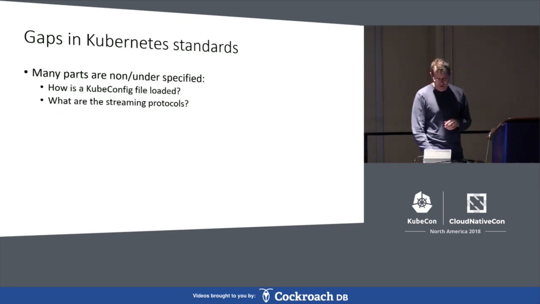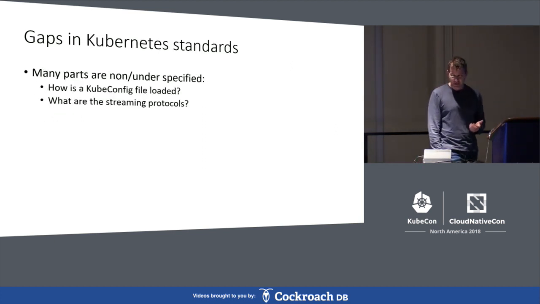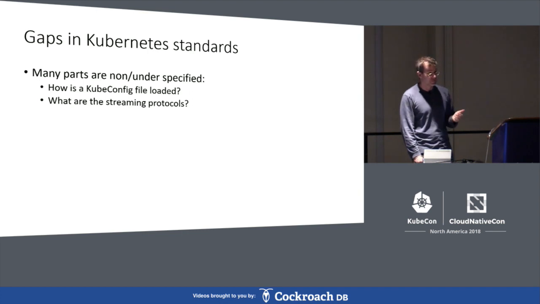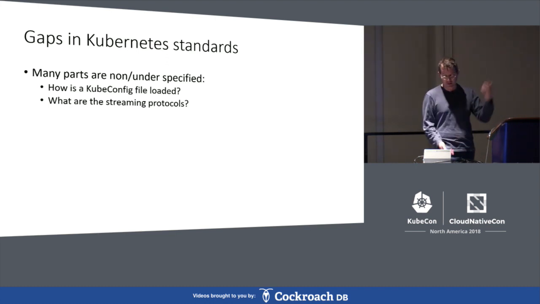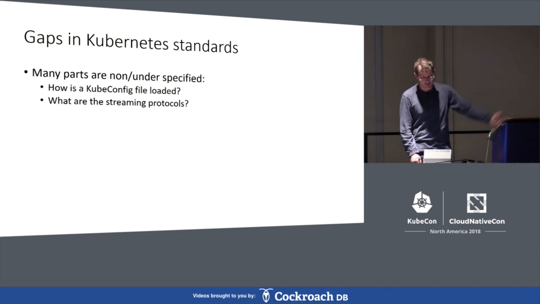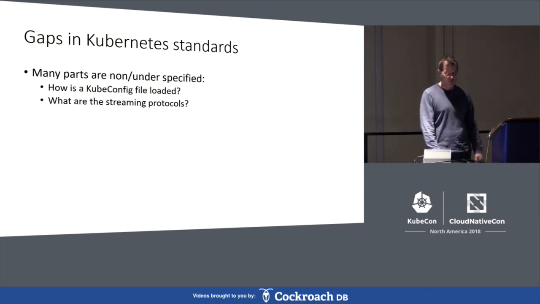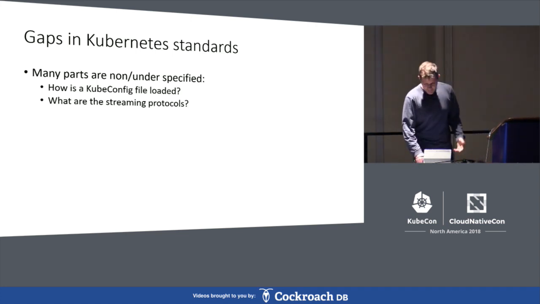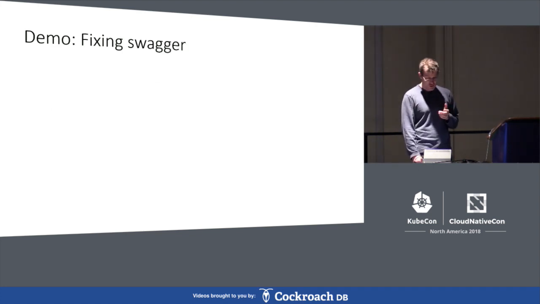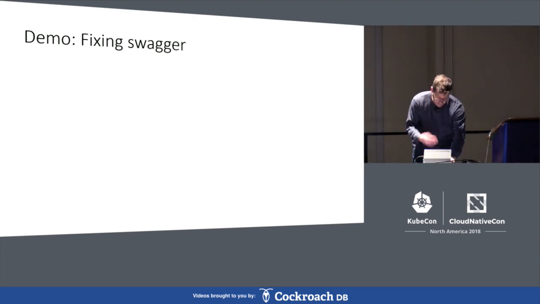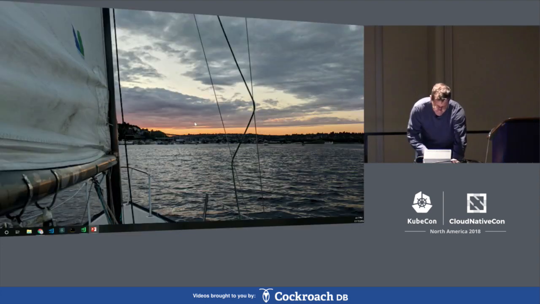And then finally, we also find a lot of gaps in Kubernetes itself. So many parts are underspecified or not specified, or just specified in code. I mentioned how a kube config file is loaded. What are the streaming protocols? We'll actually go over the streaming protocols in just a second. But as a nice little example of this, I have a bug that is still open that I'm going to show you how we're going to fix. I root caused it, but I haven't actually fixed it.